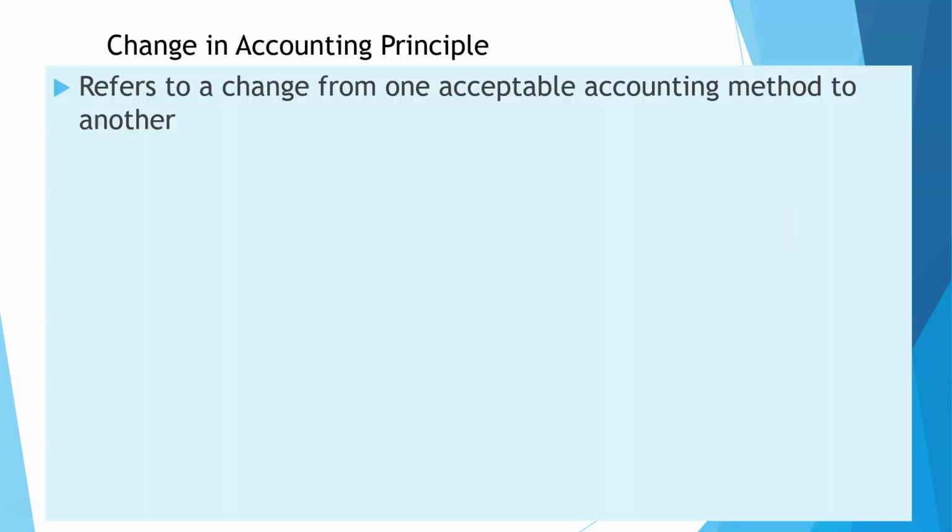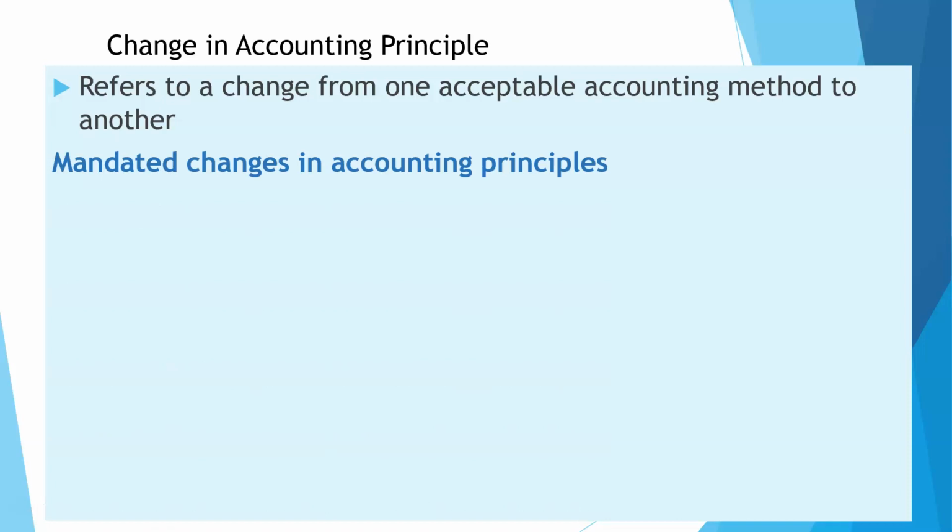Now, change in accounting principle refers to a change from one acceptable accounting method to another. So, if you were doing one method that was not acceptable and you changed to another one, that would be considered an error. So, again, you have to go from one acceptable method to another.